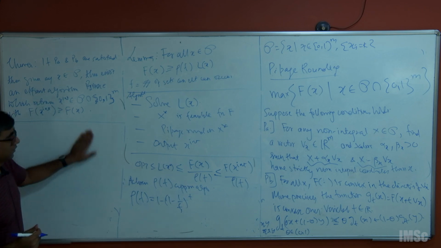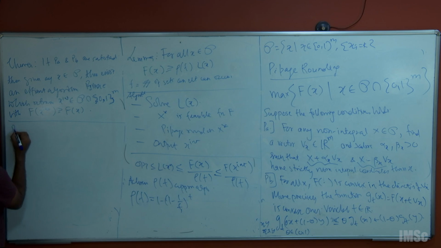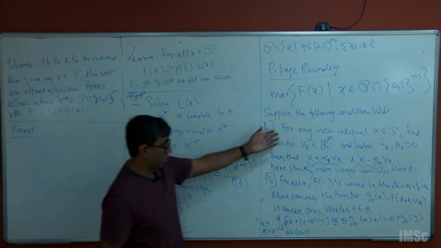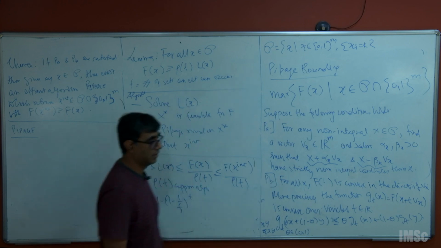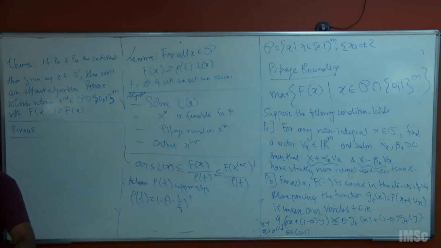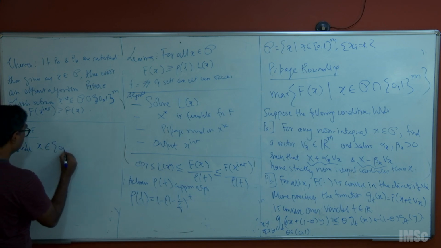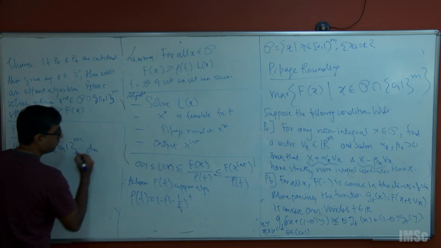So let me write down this obvious algorithm. This is my Pipage algorithm. Look, I'm going to use this property, that it has PA and PB, everything. Why can we find these things? So this is the Pipage rounding procedure. What will I do? While x is not in {0,1}^m, we will do the following.